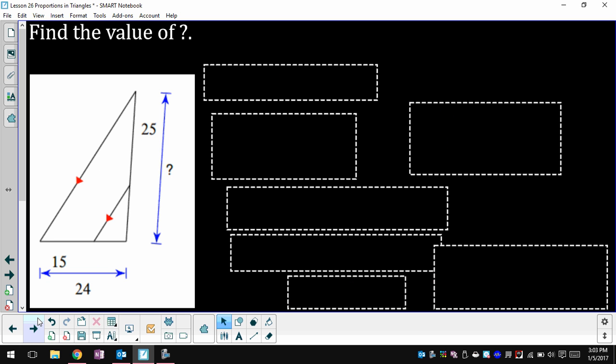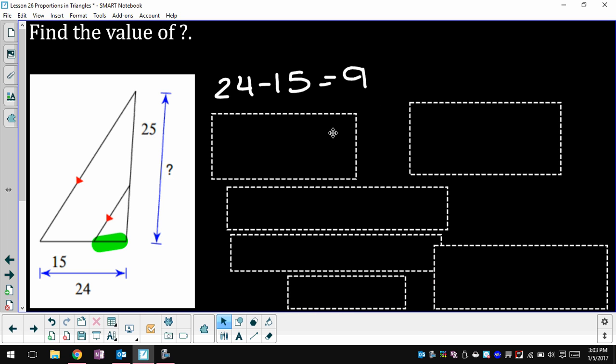So go ahead and pause here. This is a little bit like one example we did with the angle bisectors. You might have to call something X first, find X to find question mark. So this was a little bit extra tricky. I need to know this piece. That is 24 minus 15, which is 9. Then I'm going to have to find this piece before I can find question mark.